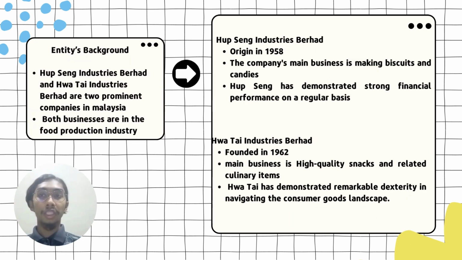For entity background, Hup Seng Industries Berhad and Huatai Industries Berhad are two prominent companies in Malaysia. Both businesses are in the food production industry. Hup Seng Industries Berhad originated in 1958. The company's main business is making biscuits and candies. Hup Seng has demonstrated strong financial performance on a regular basis. Then, Huatai Industries Berhad, founded in 1962. Its main business is high quality snacks and related culinary items. Huatai has demonstrated remarkable dexterity in navigating the consumer goods landscape.